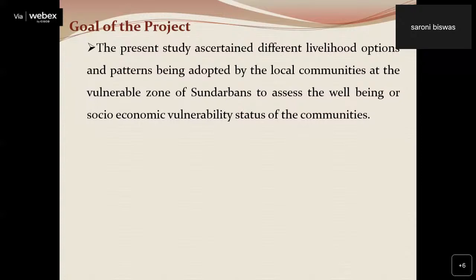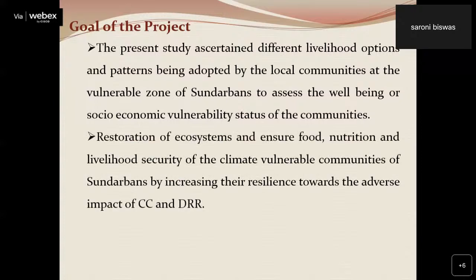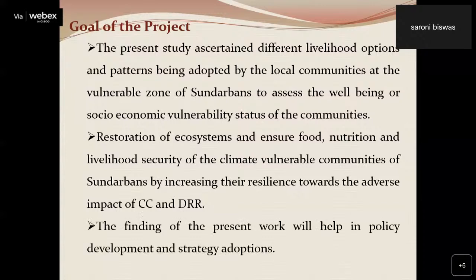Until and unless you analyze the exact situation, the socioeconomic vulnerability or the well-being of a particular community or an individual, you cannot actually intervene in those areas, or go for the different strategies you are going to implement. One of the most important goals of that project was to restore the ecosystem and ensure the food, nutrition, and livelihood security of all the climate vulnerable communities residing in Sundarbans. This would also be helpful in formulating the policy and strategy that can be adopted.